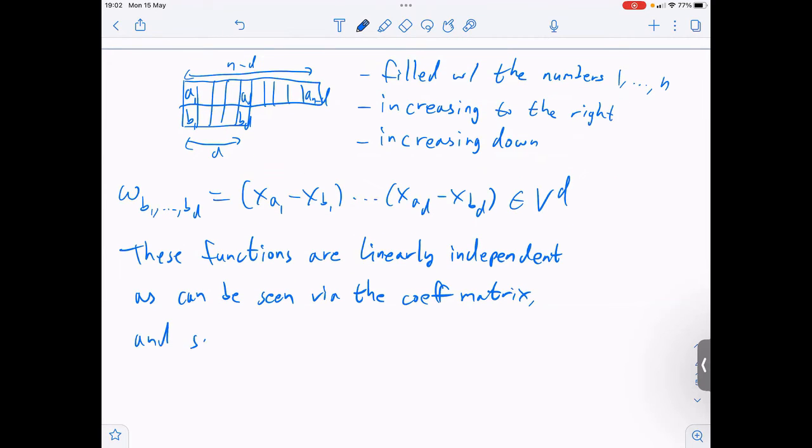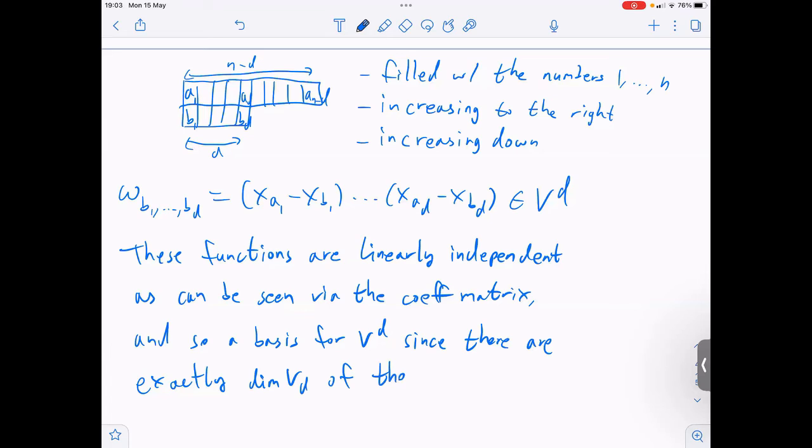And so a basis for VD, since there are exactly dim VD of them. Okay, so this is all in this Frankl-Wilson paper.